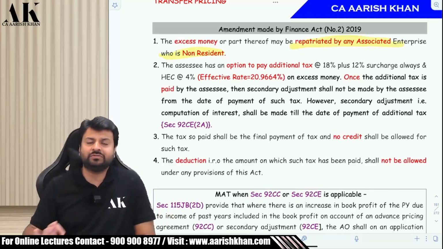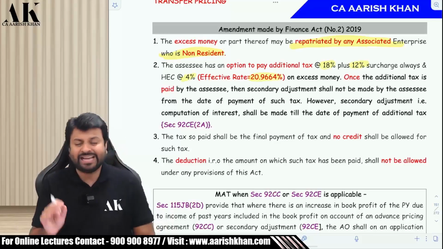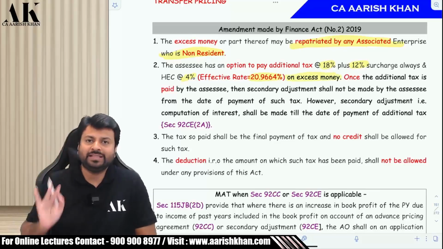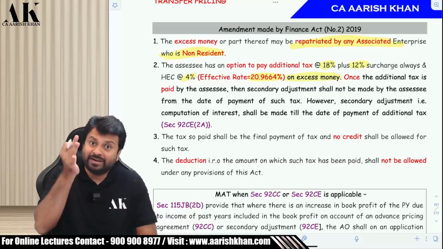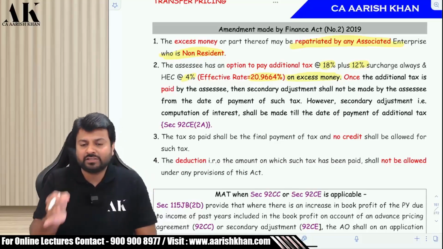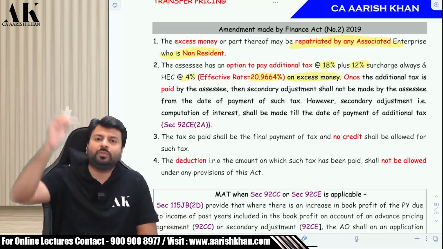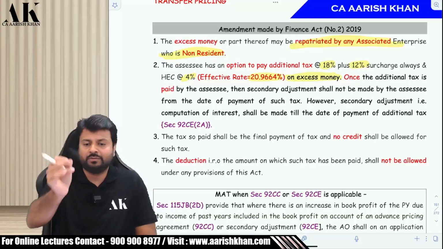Yes, there is one option which the government is giving. Government is saying pay 18% tax, 12% surcharge, 4% cess, that is 20.9664% tax on the excess money once and for all. And once you pay that, after that, on that transaction, we will not charge you any interest. But till the date of payment of this optional tax, we will charge you interest. So, for example, in the next year, in the month of October, you decide to pay this tax. So, from October onwards, you will not be charged interest. But till September, you will be charged interest.